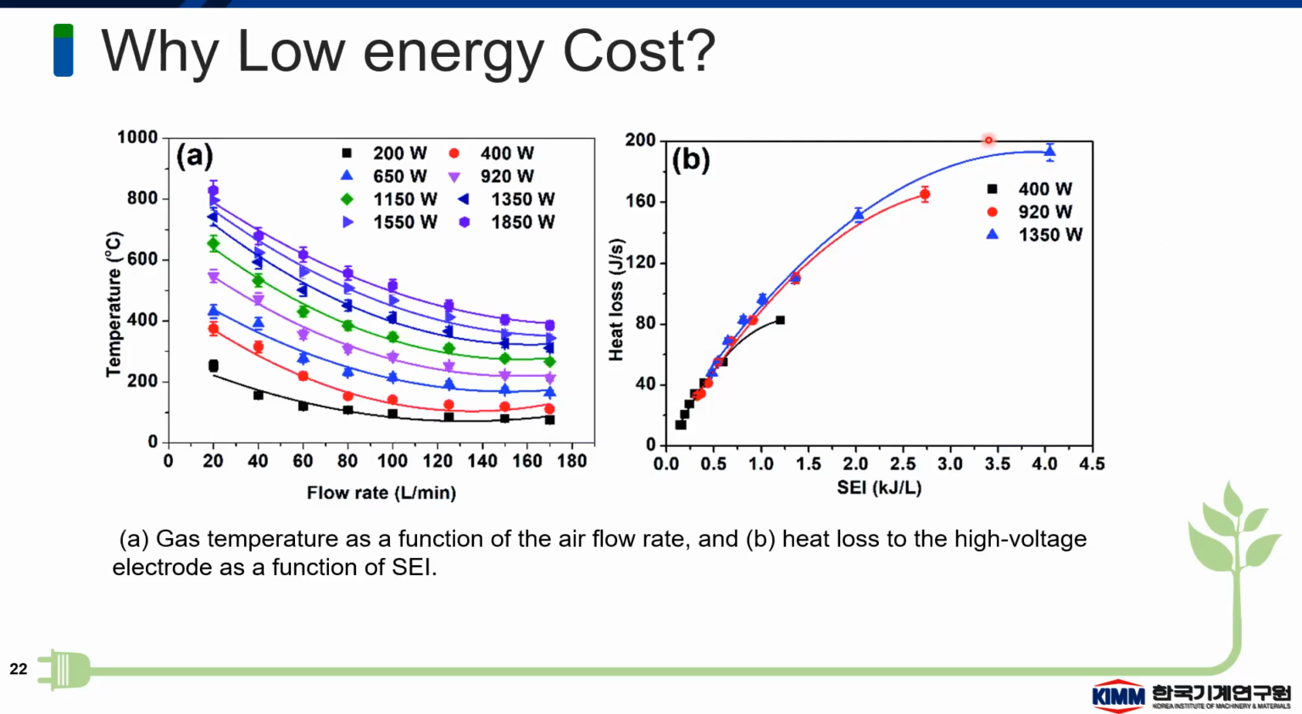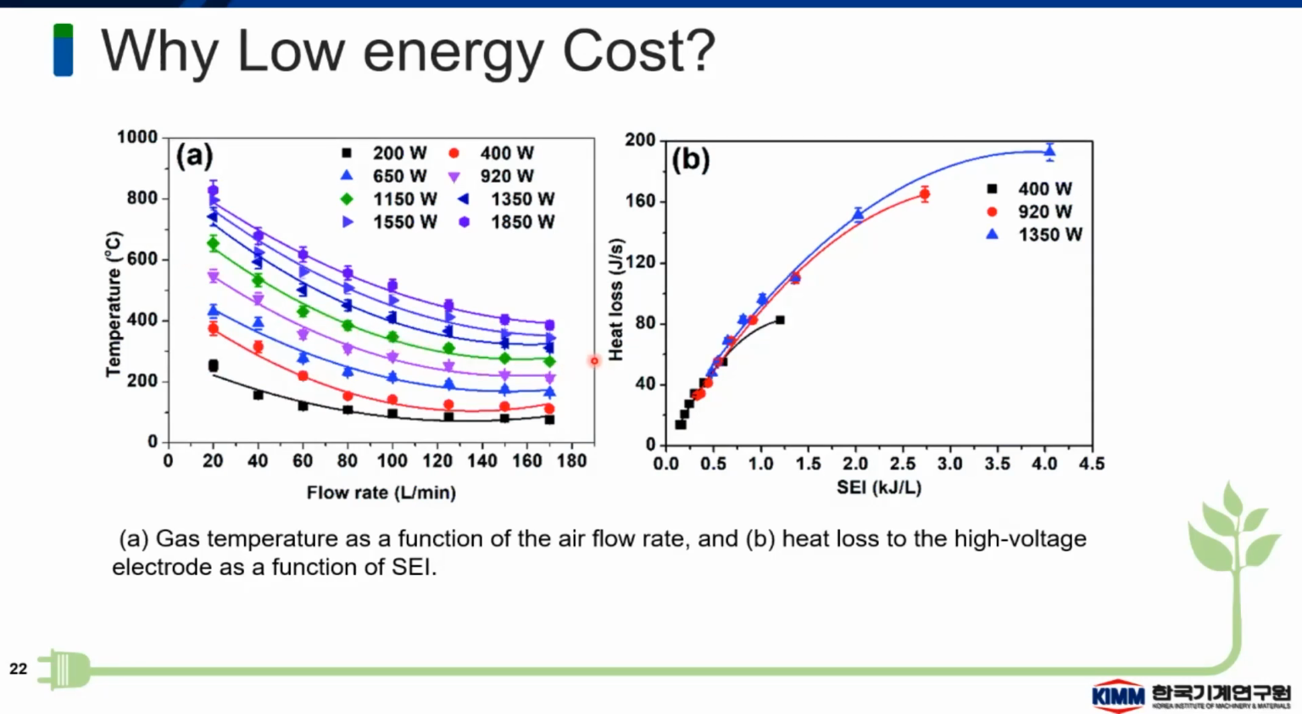So the question is, at low specific energy, why are we getting low energy cost? To answer this question, we have tried three different methods. First, we check the temperature, and when we increase the flow rate, or we can say when we decrease specific energy, the gas temperature also decreases.